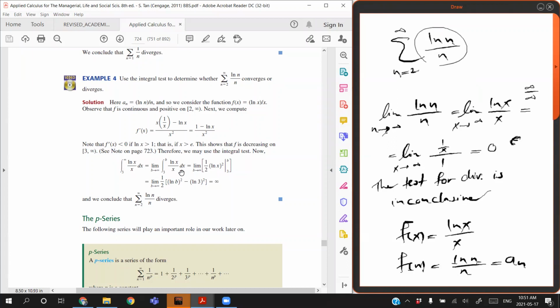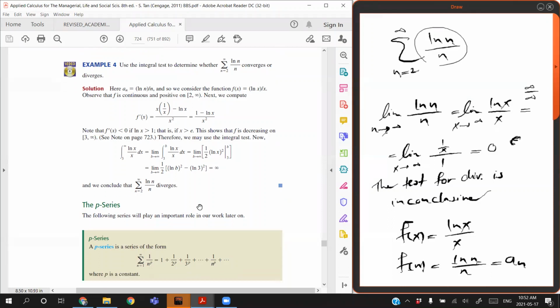When you calculate this improper integral, you can see that it is going to be infinity. This is an easy one to do because you just need to do a substitution. You take ln of x to be u, and du is going to be 1 over x dx. And since this improper integral is divergent, you conclude that the series is also divergent. Are we good? Any questions?